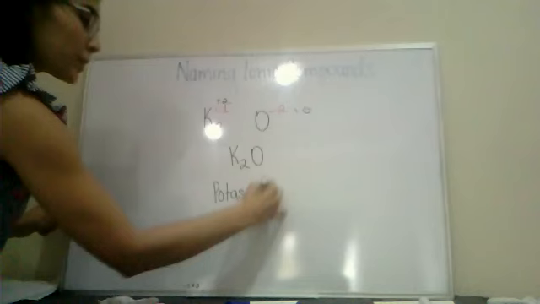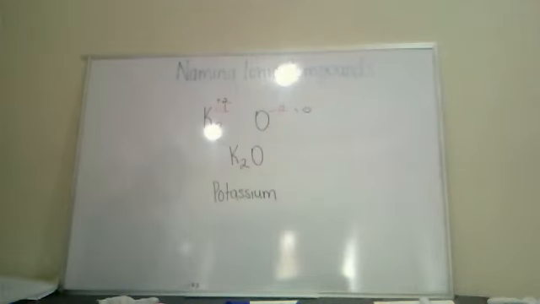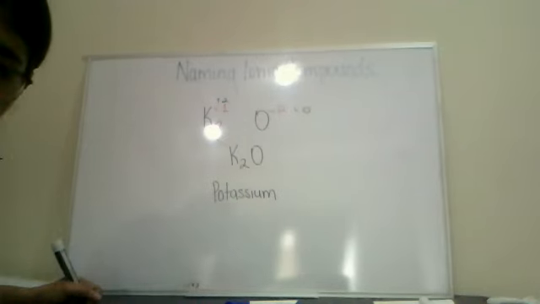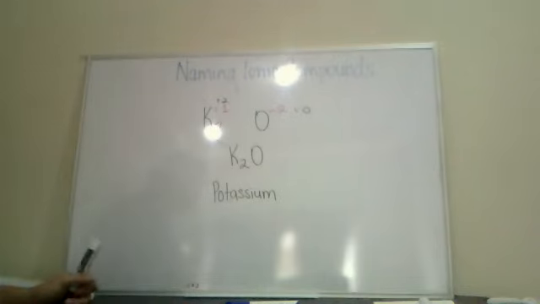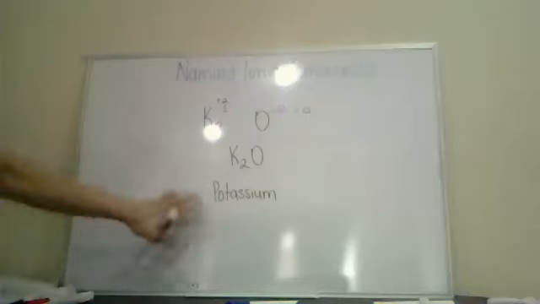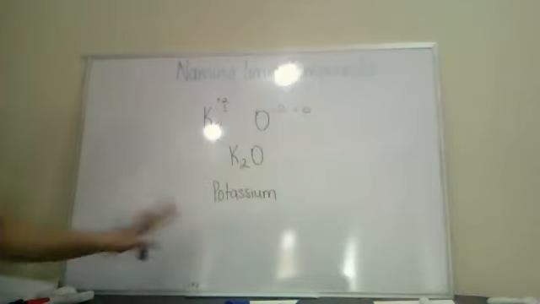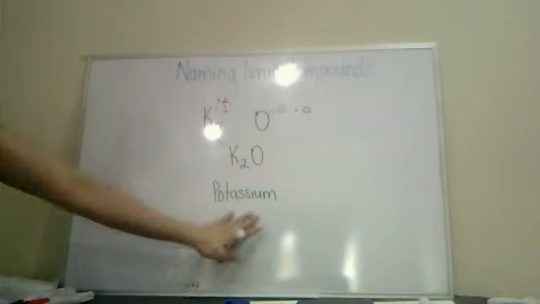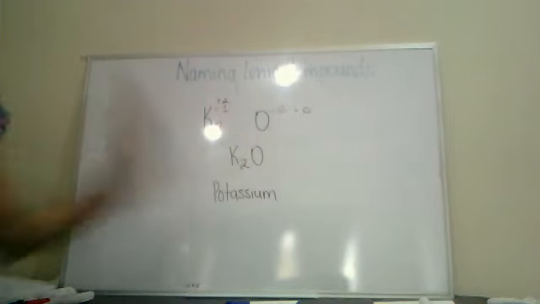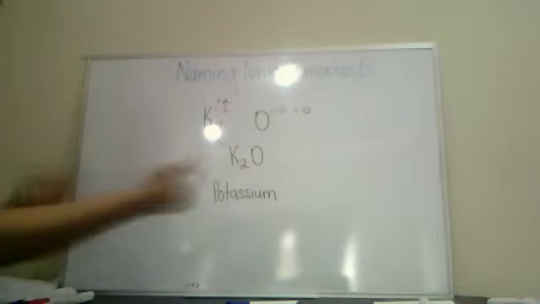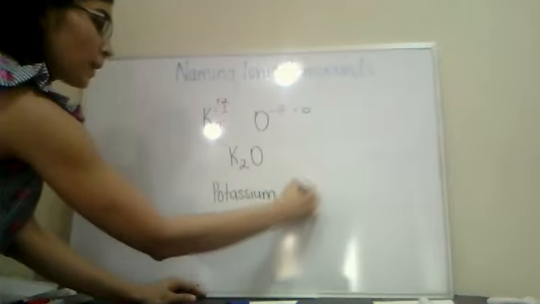Do I need parentheses in potassium? No, because it's not a transition metal. Exactly. Potassium is not a transition metal, so we don't need a parenthesis, okay? So it's just potassium. And oxygen, remember we need to change the ending to -ide. So it's called potassium oxide.